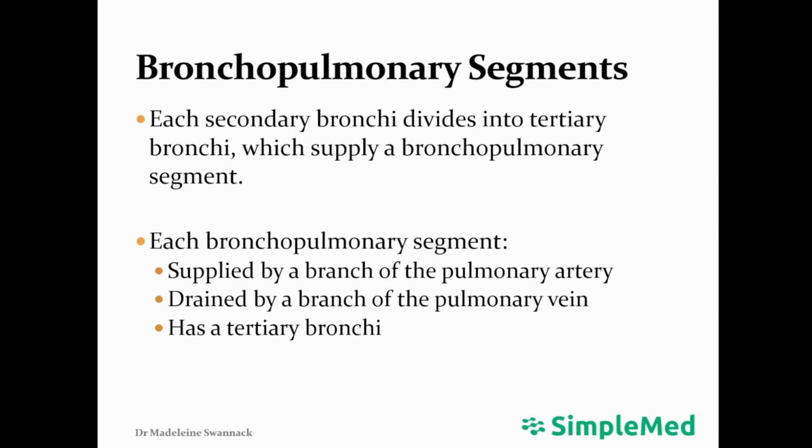Each secondary bronchi divides into a number of tertiary bronchi, which each supply a bronchopulmonary segment. A bronchopulmonary segment is an area of lung that is supplied by a branch of the pulmonary artery, drained by a branch of the pulmonary vein, and has a tertiary bronchi supplying air. It is possible, if needed, to remove one bronchopulmonary segment with very little bleeding or gas leakage, because each segment is relatively separated from the next.